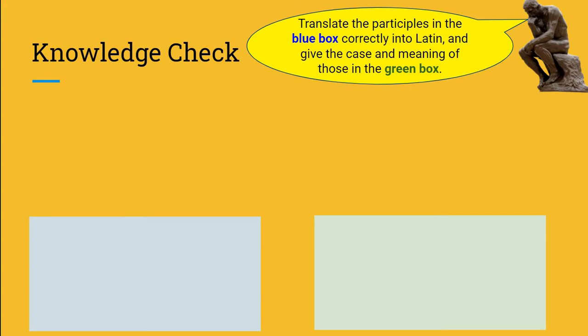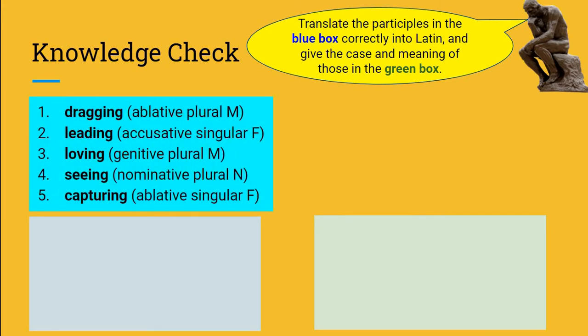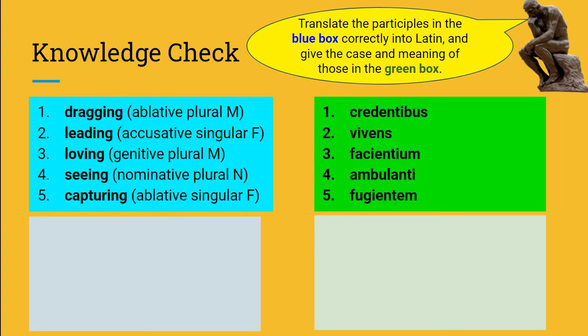Okay, we're going to try and see if you can work with your present active participles now. So you're going to put these participles in the blue box into Latin, paying attention to use the correct gender, case and number. And you're going to translate the participles in the green box, and you can give the case of those and the number if you like. Stop and think, take as much time as you need, and play the video again when you're ready to hear the answers.